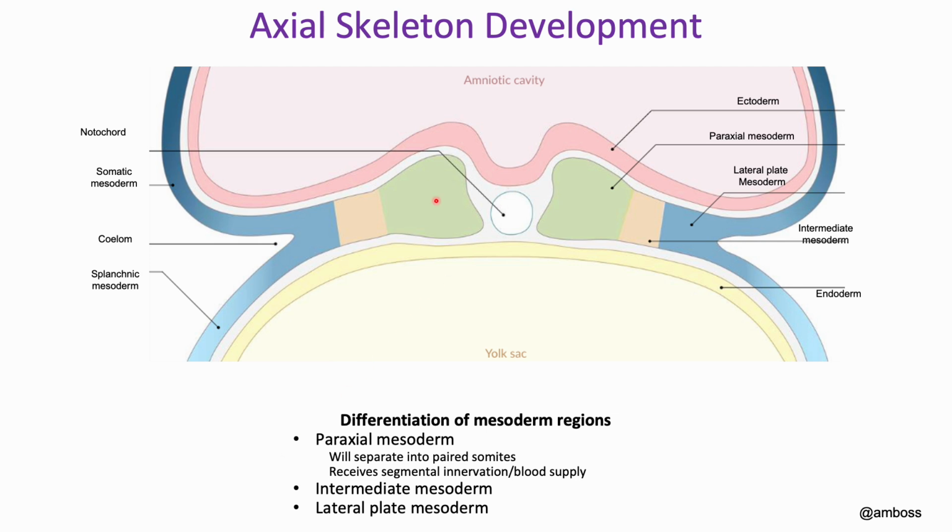So again, the mesoderm, this is intraembryonic mesoderm, that is directly beside the notochord, is going to differentiate into paraxial mesoderm. Right? And eventually, what will occur is these will separate into paired somites, one on either side. And remember, those somites are building blocks. Basically, think about them at each vertebral level. And that means that they're going to receive segmental innervation and blood supply. So again, building blocks that go up along the spine.